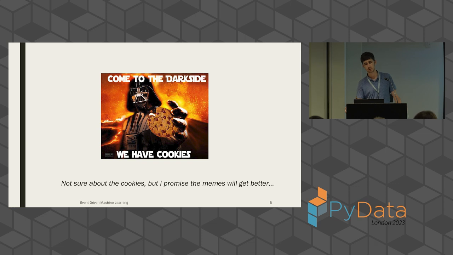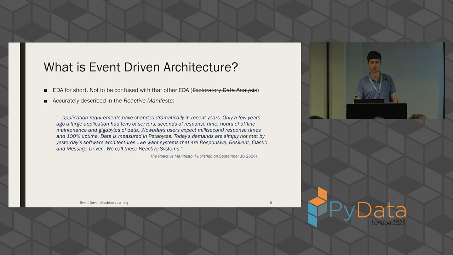So what is event-driven architecture? It stands for EDA for short, and please don't confuse it with the other EDA we know from data science. It is accurately described in the Reactive Manifesto. The Reactive Manifesto is a document that a few software developers came together to write, and they noticed this shift in the industry about how different software developers are starting to build systems in a way that is different from what they were used to. So they wanted to capture the concepts and the important bits of it in a document for other people to draw inspiration from. And if you really want to dive into this subject, I recommend reading the manifesto. It's not very long, and it's an interesting read.